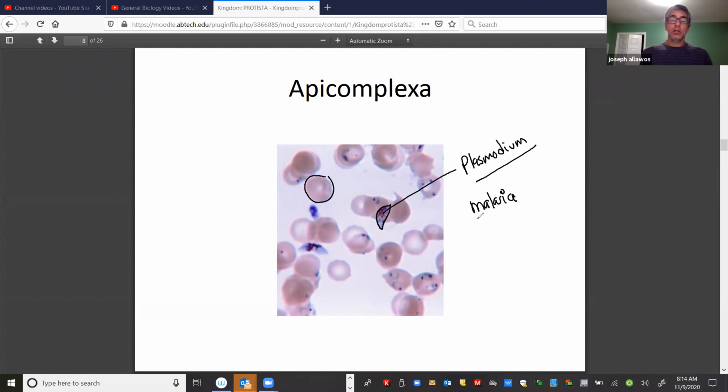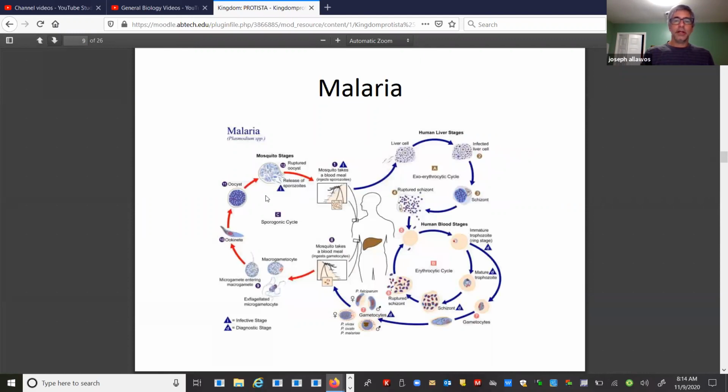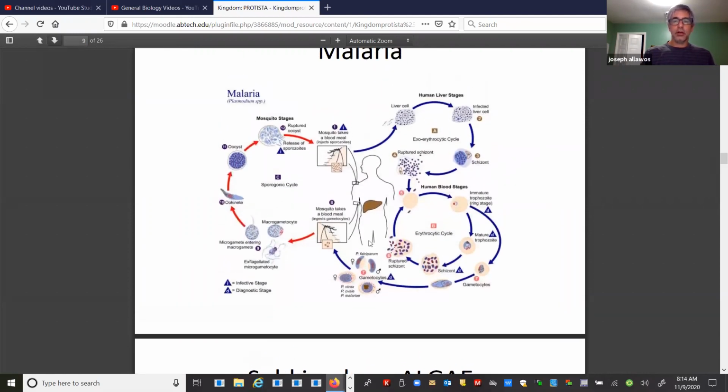Okay, so break it down. Malaria, from the Spanish, is bad air. They used to believe that malaria came from breathing in the swamp vapors. The connection to the swamp was the mosquito, not the vapors, right? And if you're unfortunate enough to be bitten by a mosquito that's carrying this disease, you can see it has a very complicated life cycle. Just take a look at that. Again, you're not responsible for this, but just so you can appreciate how complex this parasite is, there are human blood stages, human liver stages, and mosquito stages.